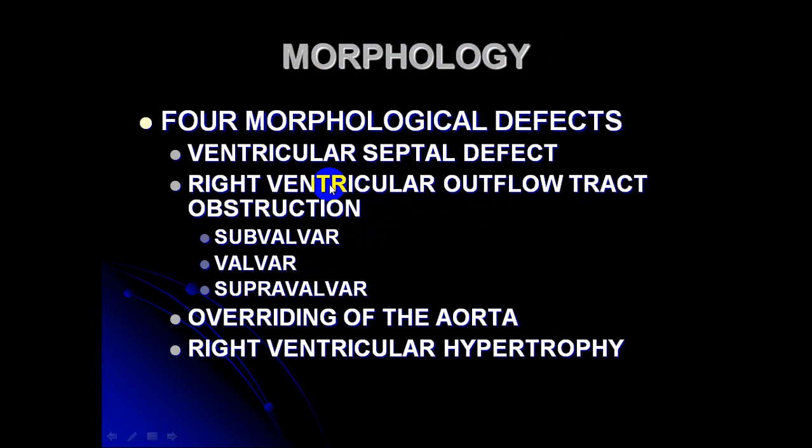That means at the right side, at the pulmonary valve, either valvular, subvalvular, or supravalvular. Subvalvular is the commonest. Third is overriding of the aorta. The aorta is opening over the left and right ventricle, overriding the septum. Fourth, right ventricular hypertrophy. So the four main morphological defects: VSD, overriding of aorta, right ventricular hypertrophy, and right ventricular outflow obstruction.